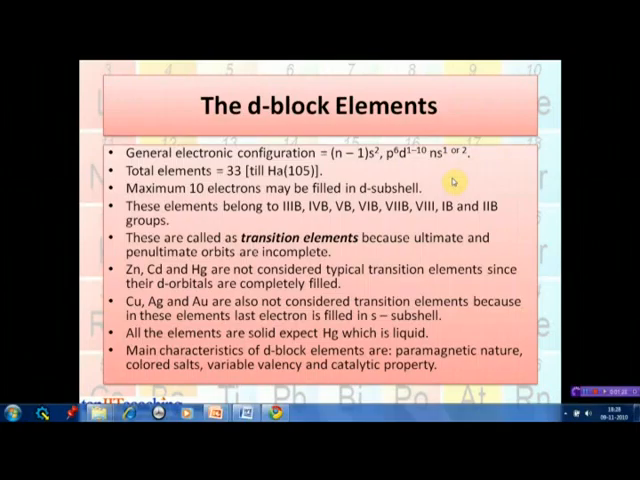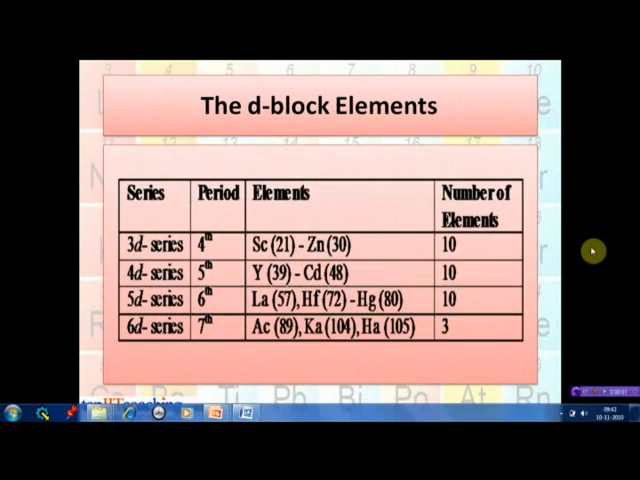All the elements except mercury are solids. Mercury is liquid. And the main characteristics of D block elements are paramagnetic nature, colored salts, variable valency, and catalytic property. We are going to study these characteristics in detail when we take up transition metals and coordination chemistry.